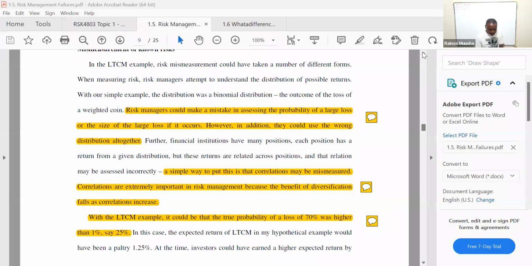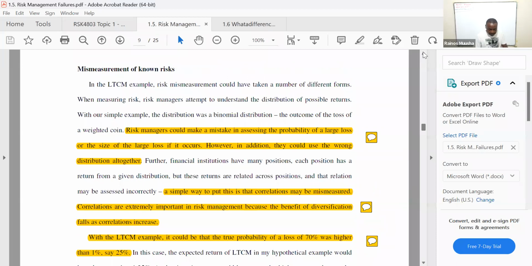All right, so continuing. When it comes to mismeasurement of known risks, they say risk managers could make a mistake in assessing the probability of a large loss or the size of a large loss if it occurs. In addition, they could use the wrong distribution altogether, for example using a binomial distribution or a normal distribution in estimating the distribution of the losses.